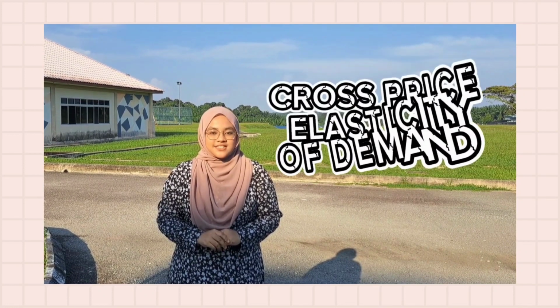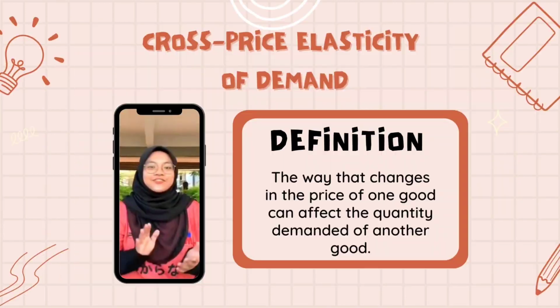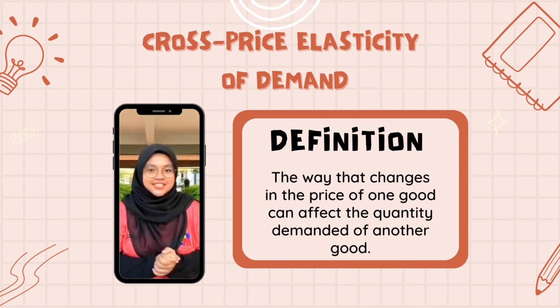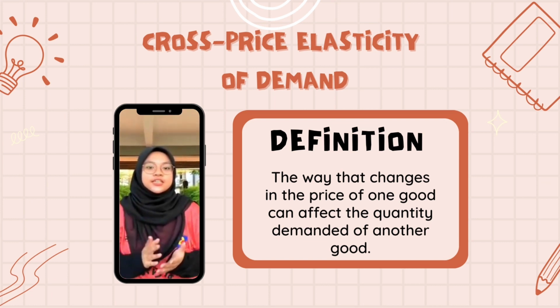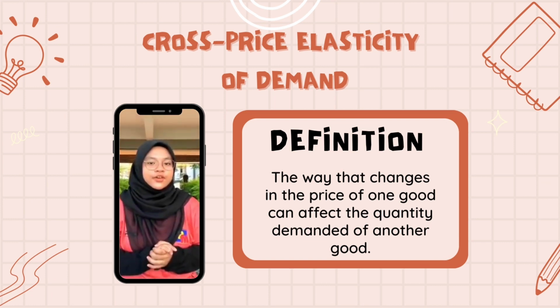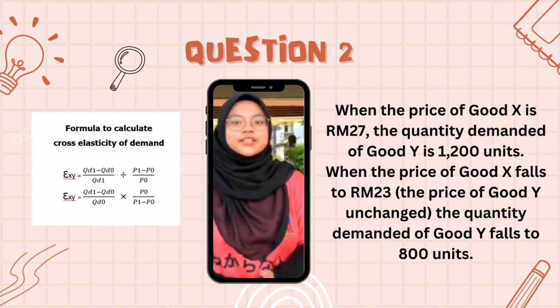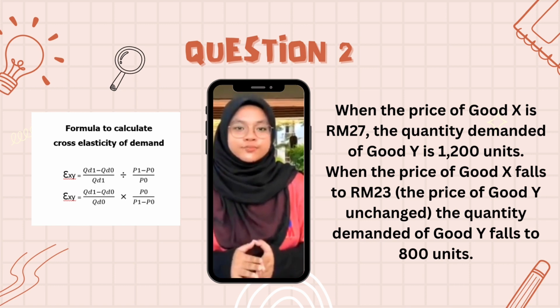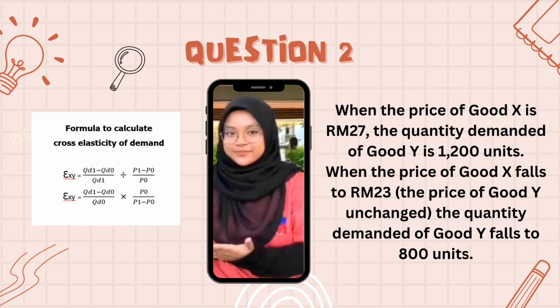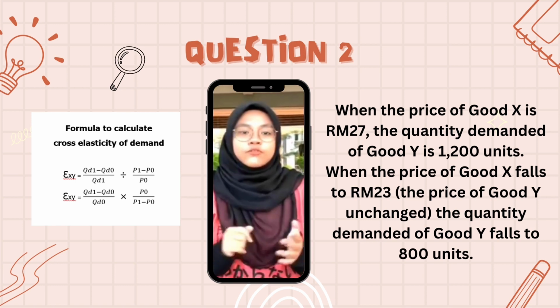I will explain about cross price elasticity of demand. The definition of cross price elasticity is the way that changes in the price of one good can affect the quantity demanded of another good. So, this is the formula to calculate cross price elasticity of demand. Now, we move on to question 2.